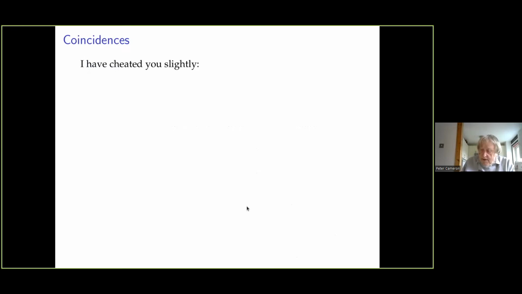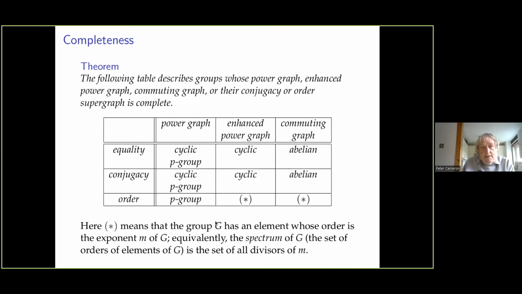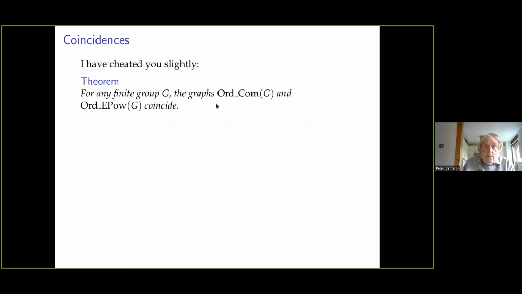I have cheated you slightly. If you go back to the last thing, those two entries are the same, for a slightly non-trivial reason: the graphs are actually the same. For any finite group G, the order supercommuting graph and the order super-enhanced power graph coincide. That's not so difficult to prove. I won't give you a proof here. You can maybe take that as an exercise and try it for yourself.